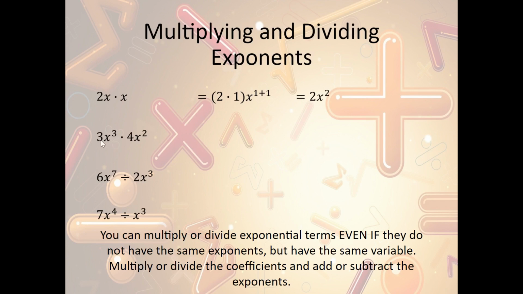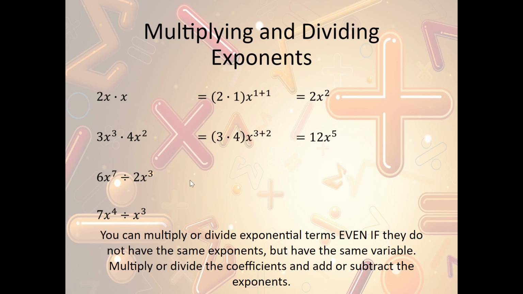Let's look at another example of multiplication. So we have 3x cubed times 4x squared. Now with this one, again, we're going to multiply the coefficients, so 3 times 4, and we're going to add the exponents, so 3 plus 2. We end up with 3 times 4, which is 12, x, and 3 plus 2 is 5, so we get 12x to the 5th power.